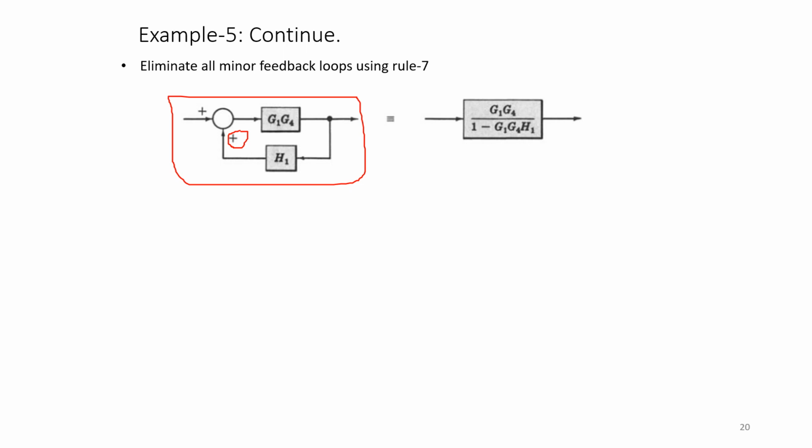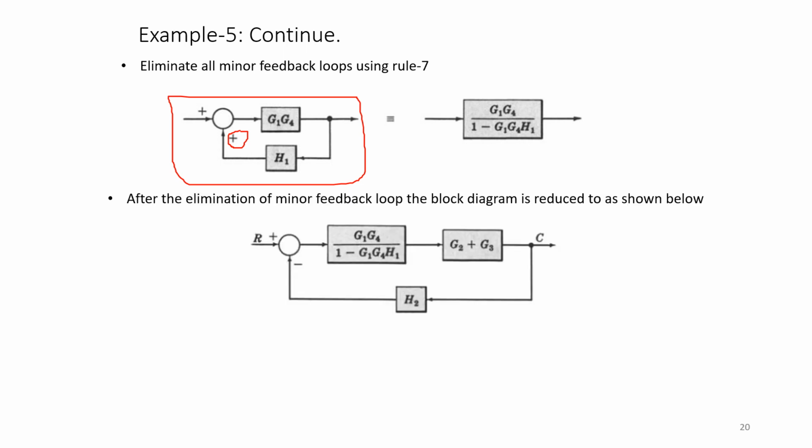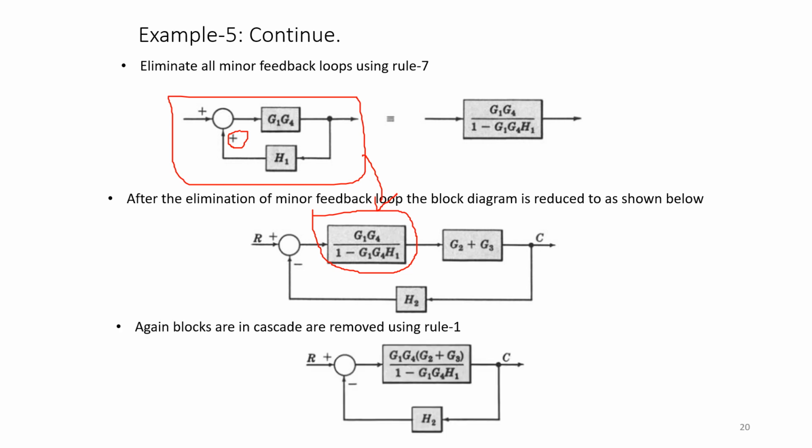Okay. Now coming to the next part, when you replace this feedback loop with the single block like this by finding the feedback loop gain, then this comes in cascade with G2 plus G3. So you can apply rule 1 for this, and you can simplify this as, you just need to multiply these two gains. So it is G1 G4 (G2 plus G3) divided by 1 minus G1 G4 H1.